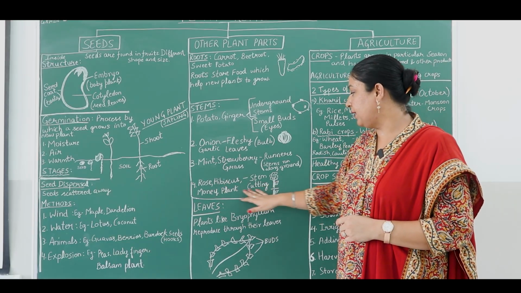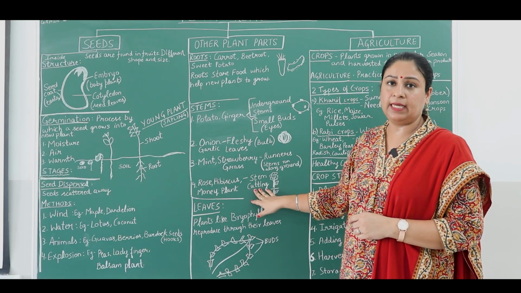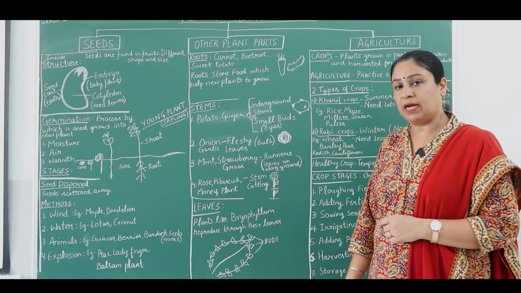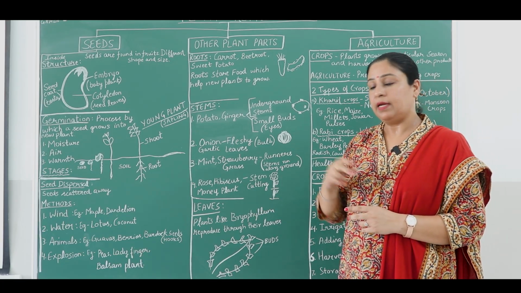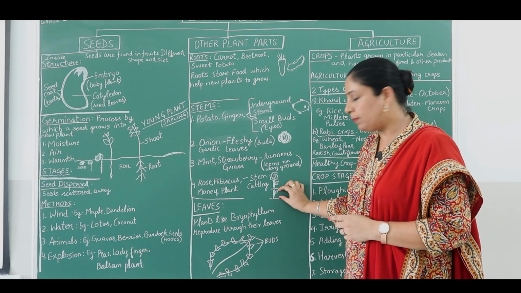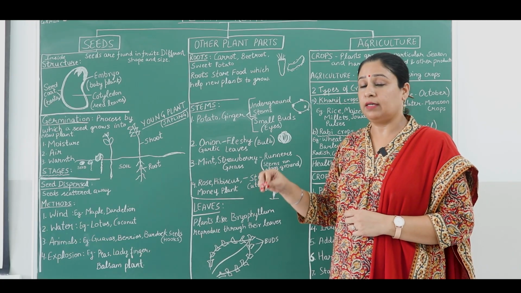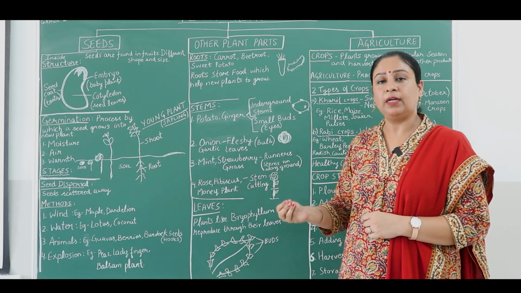And the fourth method is through stem cutting. The examples are rose plant, hibiscus plant and money plant, where we cut the stem and use that part of the stem to sow it into soil, and then we can generate a new plant out of it.